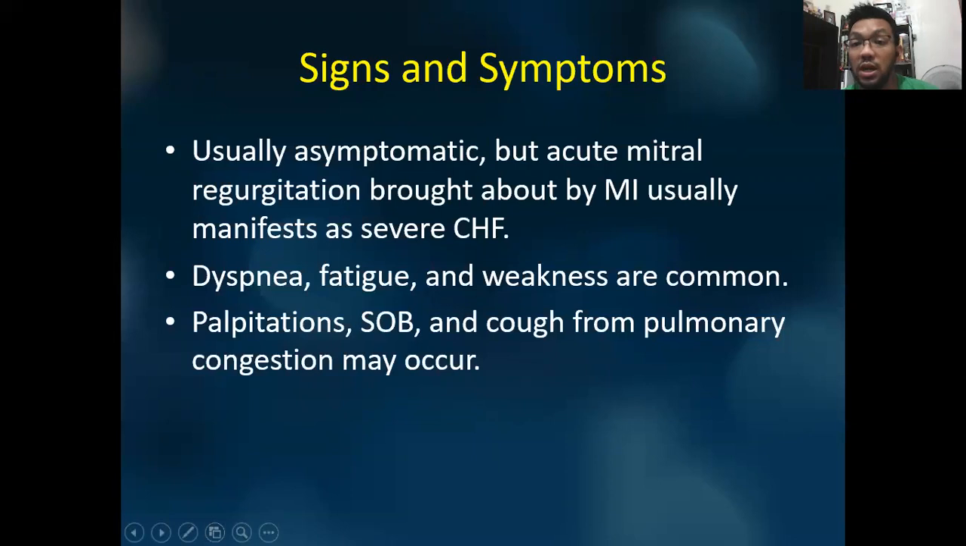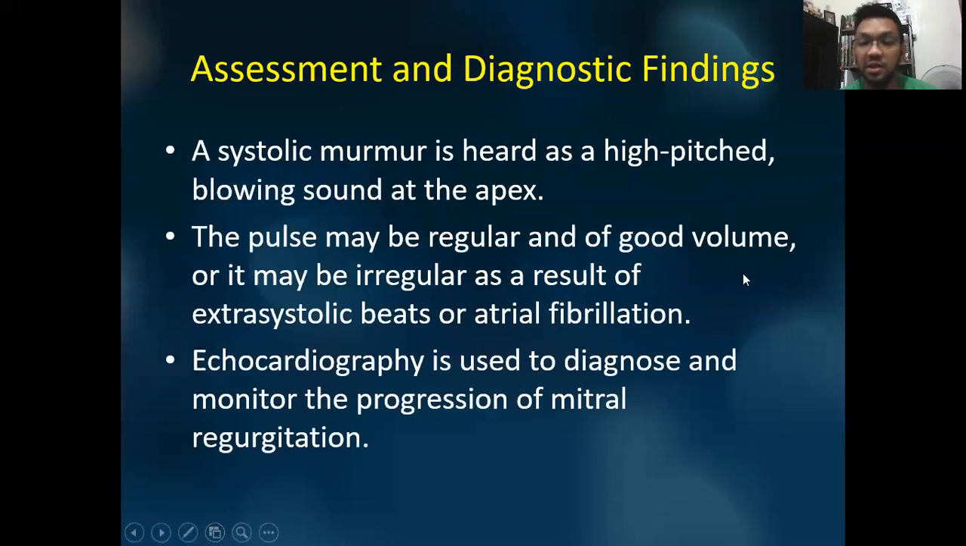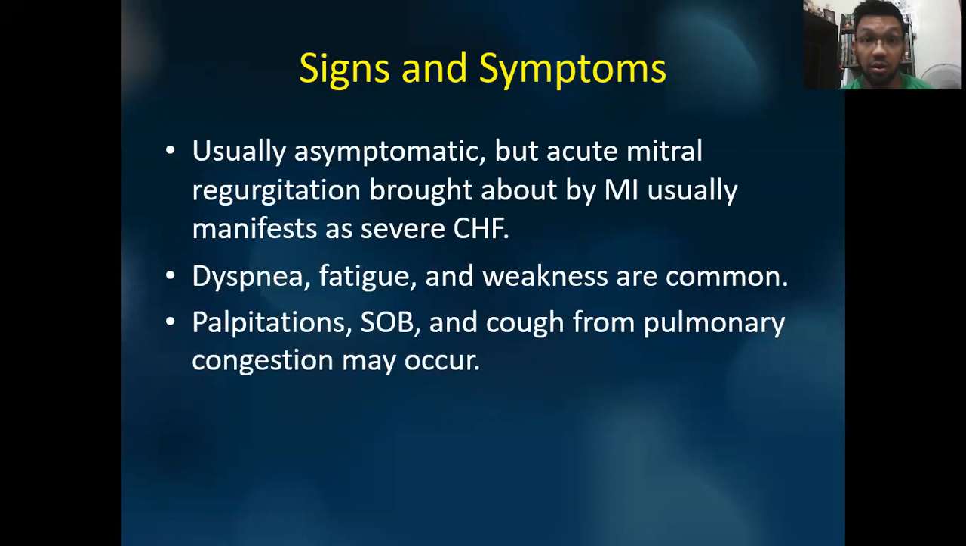Dyspnea, fatigue, and weakness are common in this disease. Palpitations are also felt by the patient, and shortness of breath as well. Cough, of course, is usually felt due to pulmonary congestion. So these are the usual signs and symptoms, similar to that of mitral stenosis. Dyspnea again is present because how is oxygen going to pass through the mitral valve if it's either stenotic or if there is insufficiency?